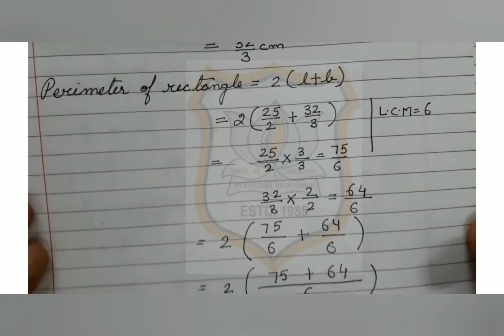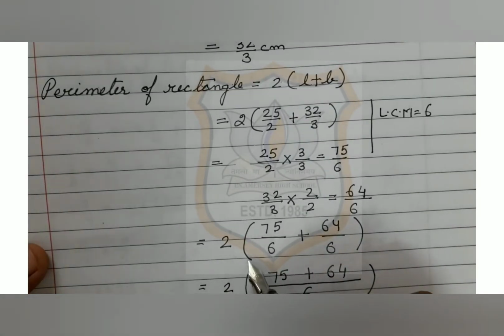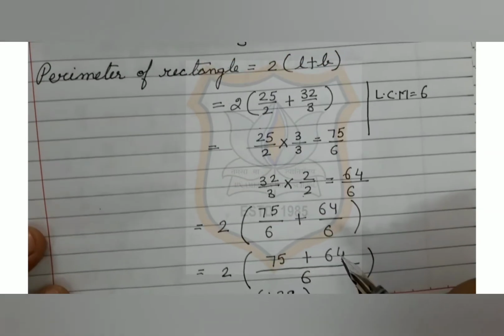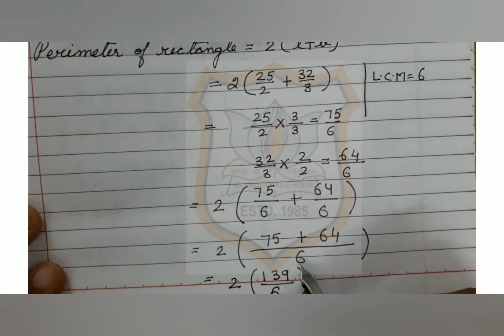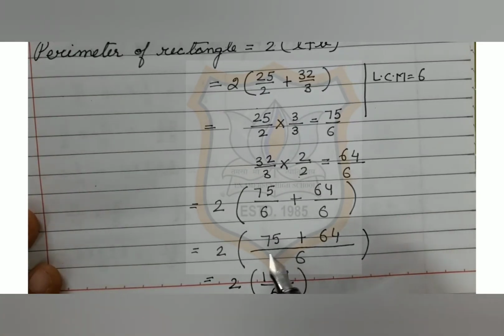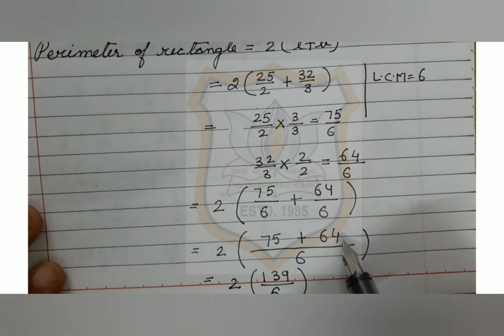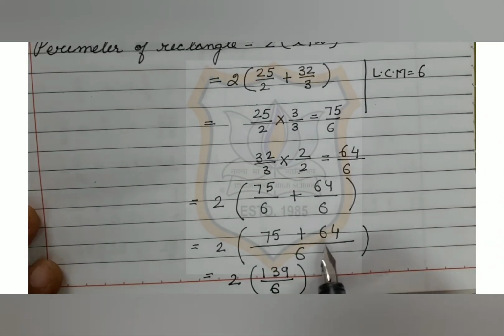Now 2 is outside the bracket as it is there in the formula. 75 upon 6 plus 64 upon 6. Again we will take 6 as common below the fraction line, and above the fraction line 75 plus 64 will come. So 75 plus 64 is equal to 139 upon 6 in bracket, and 2 is outside the bracket. Now we will solve this.